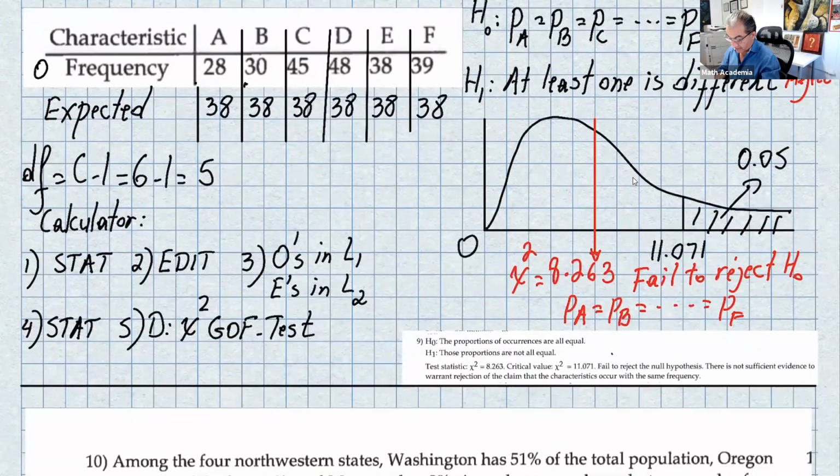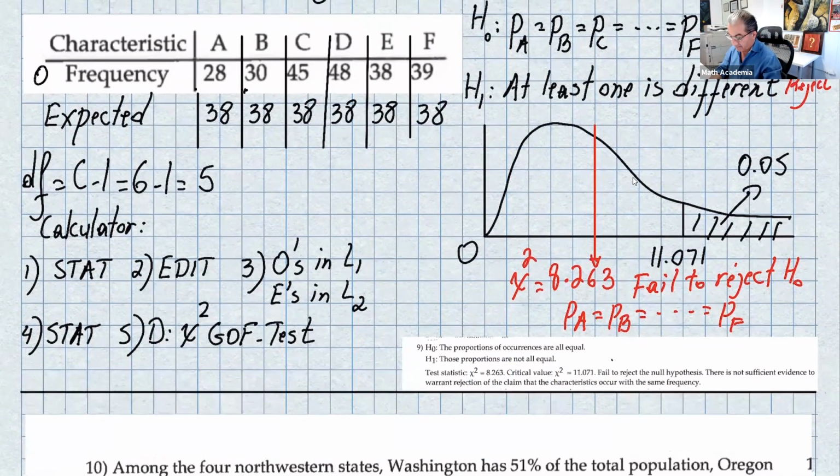So let me read the solution for you. The proportions of occurrence are equal. I just wrote them one by one. Those proportions are not equal, and I said at least one is different. Test statistic, we got it. That's from the table. Fail to reject the null hypothesis. There is not sufficient evidence to warrant the rejection of the claim that the characteristics occur with the same frequency.